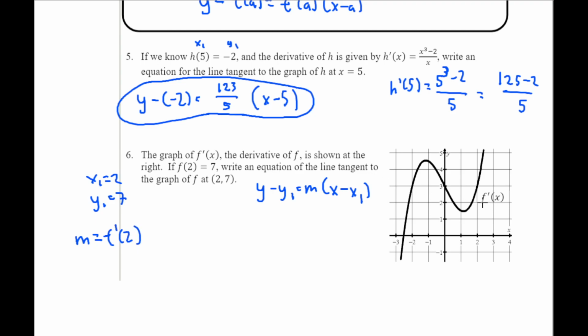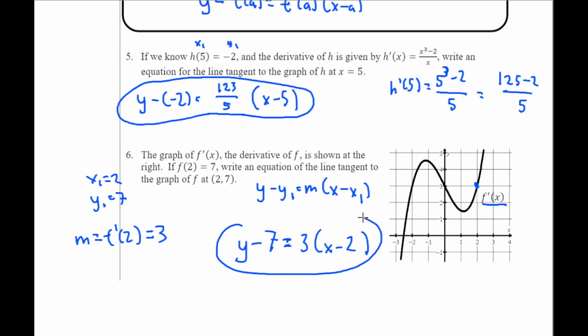So this is the derivative already. f prime of 2 is just what's the graph output when x is equal to 2. When x is equal to 2, you see f prime of 2 is equal to 3 right there, because this is the derivative graph. So if we rewrite the equation of the tangent line here, y minus 7 is equal to 3 times parentheses x minus 2. Just leave your answer like that.